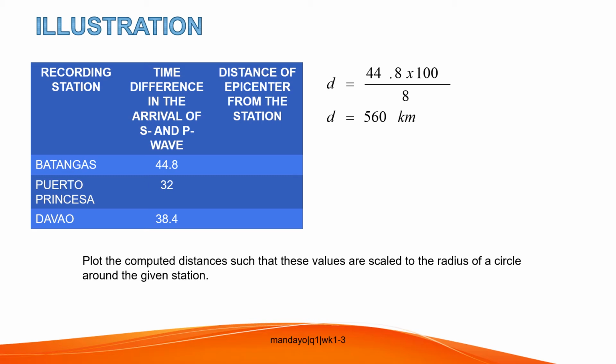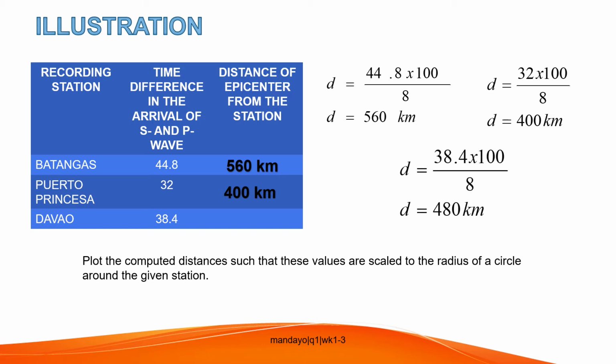We have here TD equal to 44.8, which is the time difference in the arrival of P wave and S wave from Batangas, gives us 560 kilometers as the distance of Batangas from the epicenter of the earthquake. For Puerto Princesa, we have 32 times 100 divided by 8, which is 400 kilometers, giving us the distance of Puerto Princesa from the epicenter of the earthquake. And lastly, for Davao, we have 38.4 times 100 divided by 8, gives us a distance of 480 kilometers as the distance of Davao from the center of the earthquake.